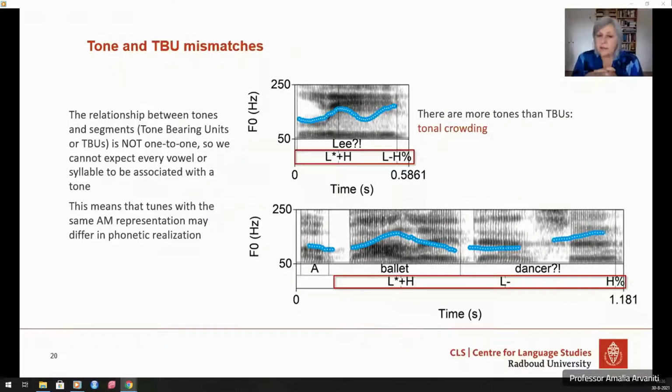This is known in AM as tonal crowding. The result of tonal crowding is that there can be various consequences and ways of dealing with it. Here, what we see is that the speaker actually lengthens the vowel very much. You can see that this one syllable is almost 600 milliseconds long, so about half the size of the long utterance, which has 5 syllables. But he also undershoots the low phrase accent, which, as you can see, is relatively high if we compare it with the low in ballet dancer. In ballet dancer, on the other hand, we have more TBUs. We have 5 TBUs and 4 tones, and that allows the low to spread.